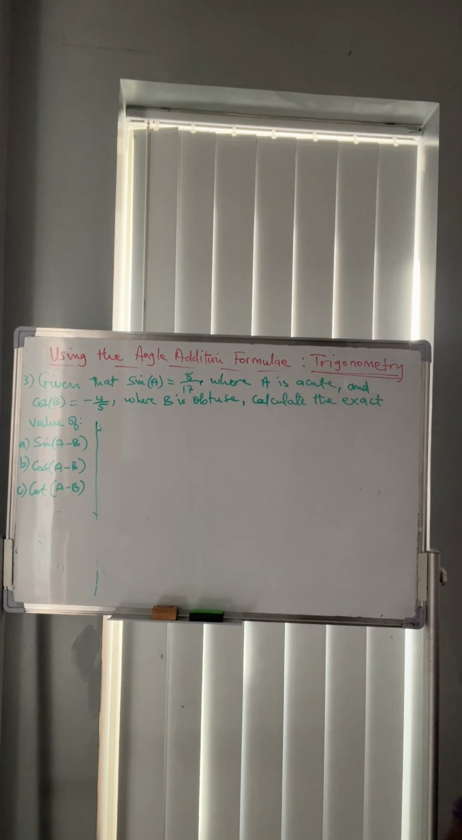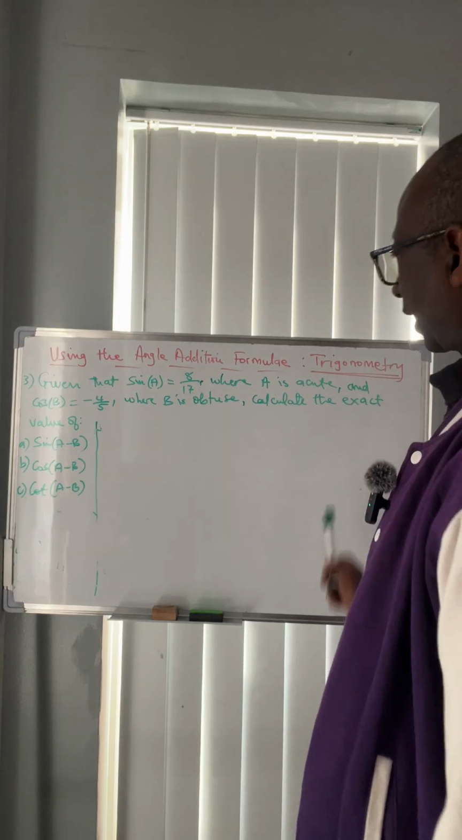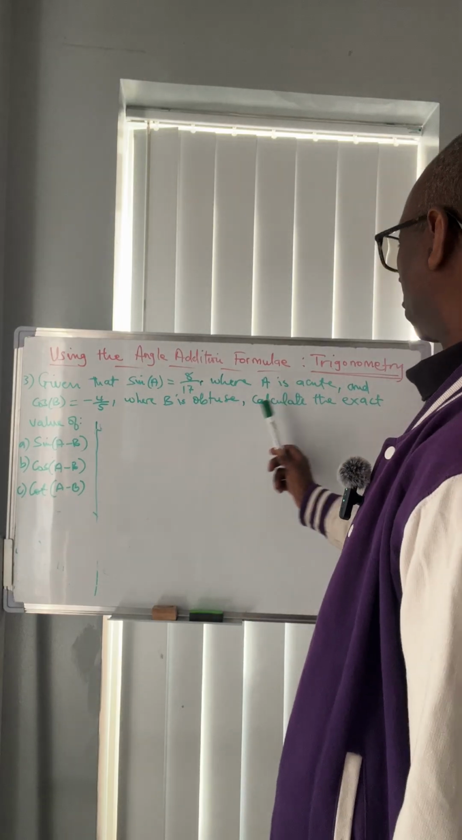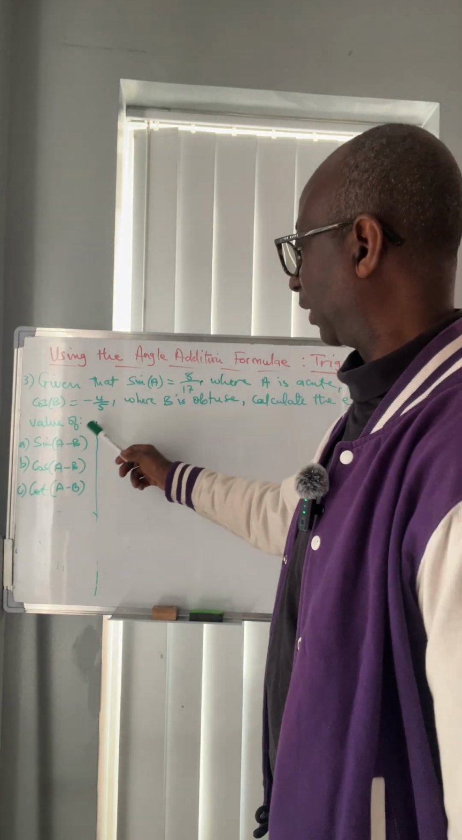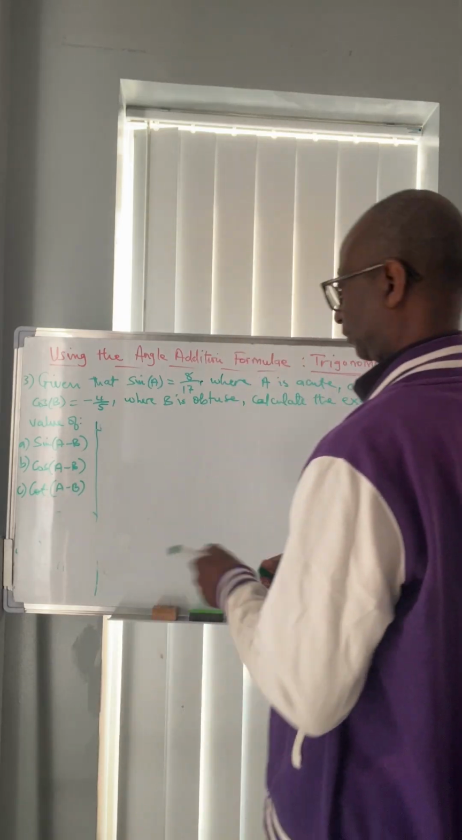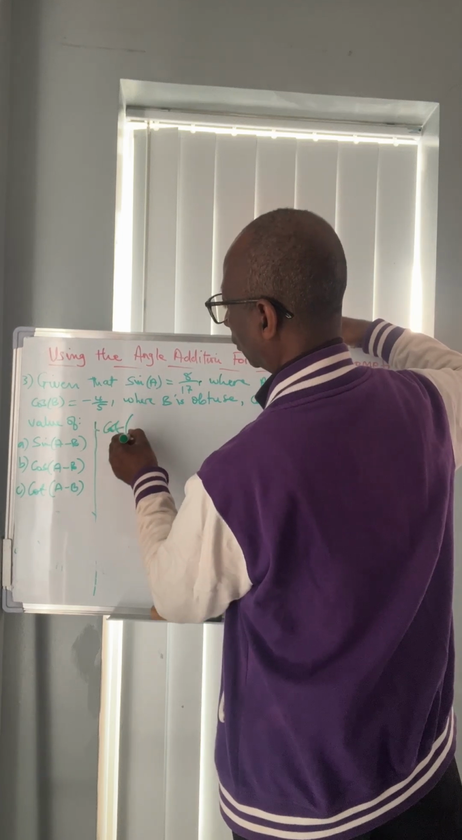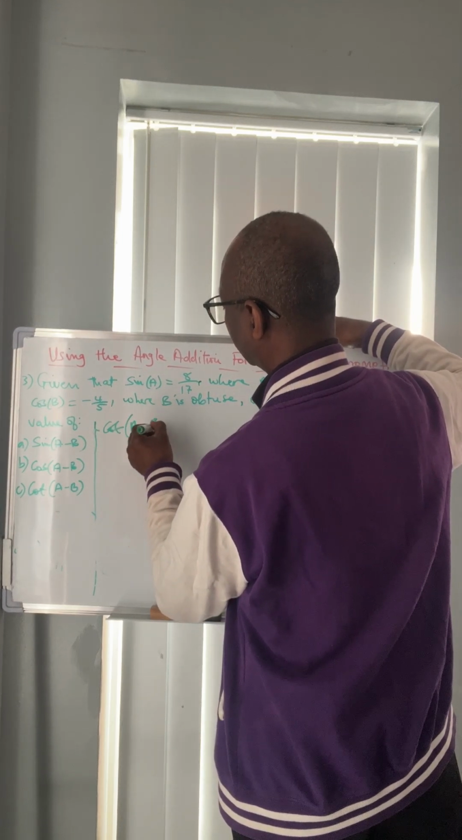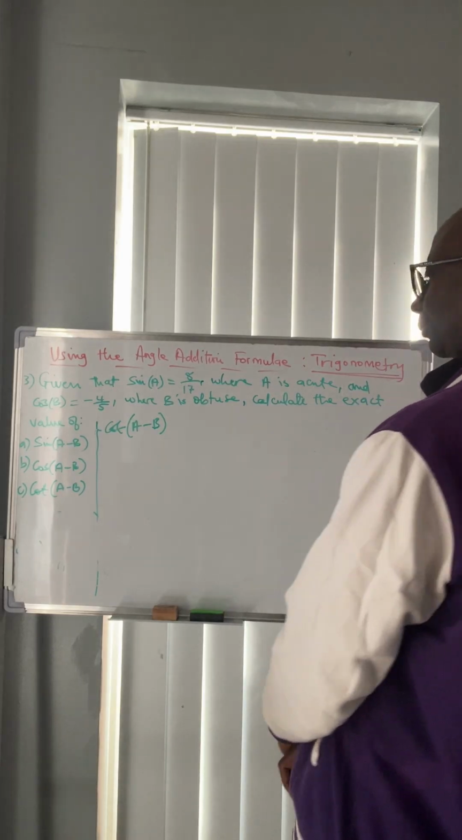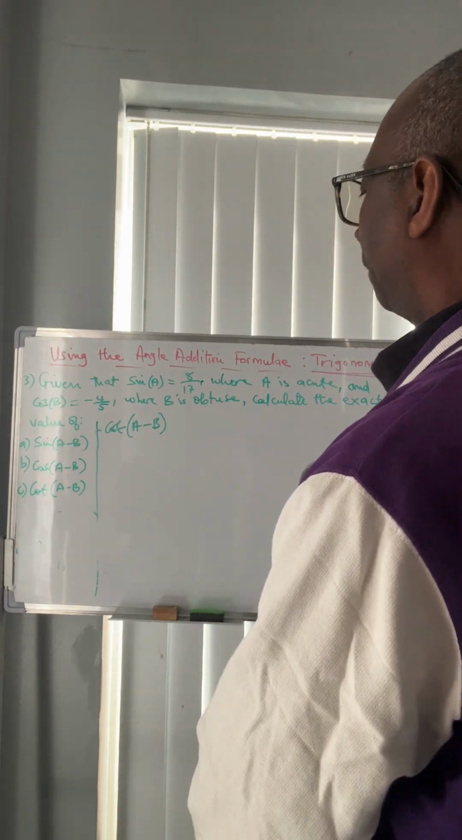Now let's move on to this problem. The problem here says, given that sine of A is equal to this, where A is acute, and B is this, where B is obtuse, calculate the exact value of sine of this, cos of this, and then we are looking at cot of A minus B, the cotangent of A minus B.